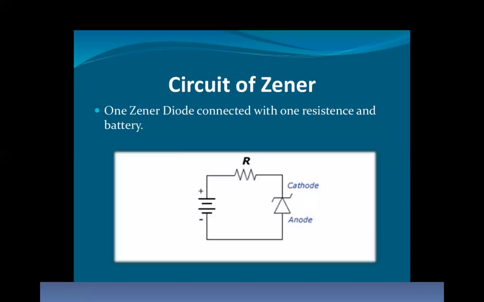One Zener diode is connected with one resistance and a battery. That is a basic circuit. You have a source, a resistance and a diode. We can see that the positive of the battery is connected to the negative, the cathode. It means this diode is connected in reverse bias.